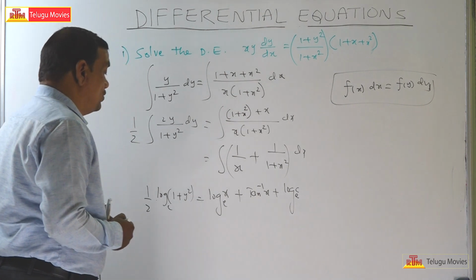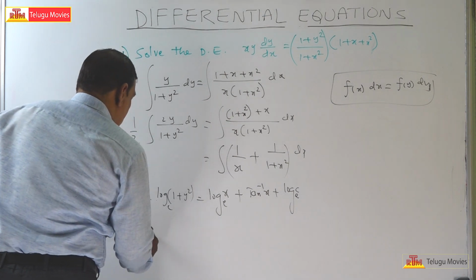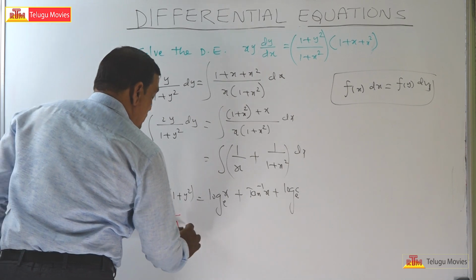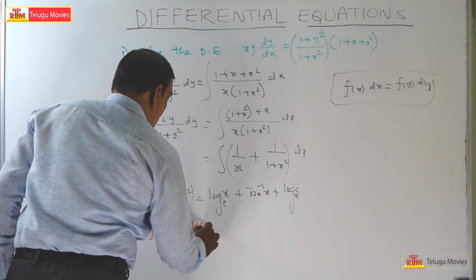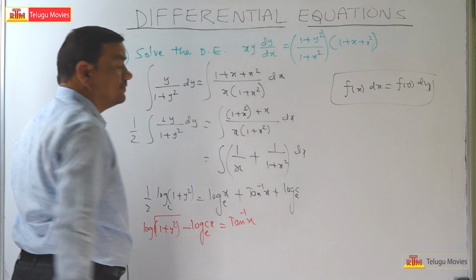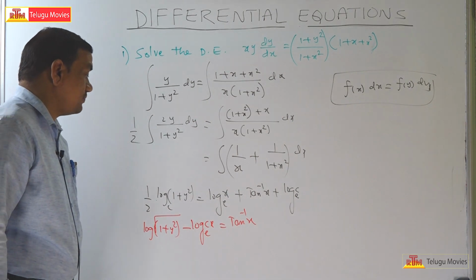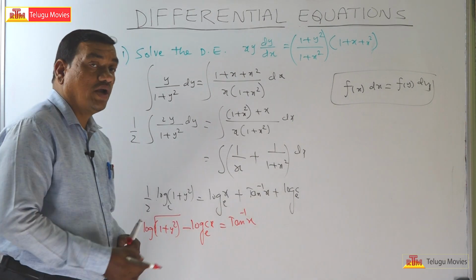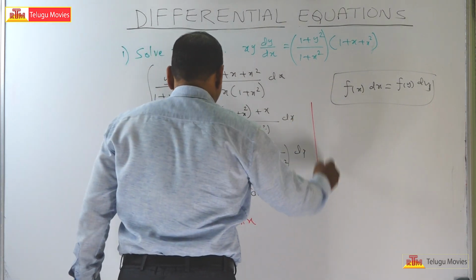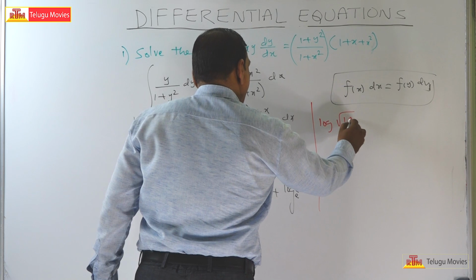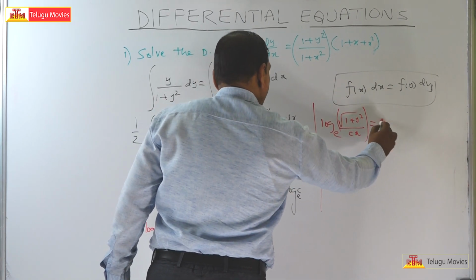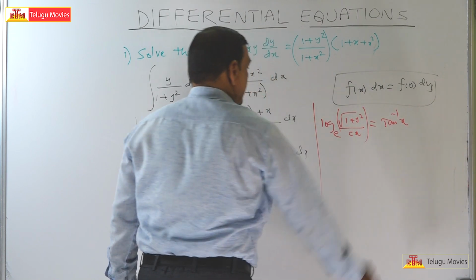So this is equal to log of 1 plus y square under square root, equal to log of cx to the base e plus tan inverse of x. Understand this. By log a plus log b is equal to log ab, take this side. Again, log a minus log b is log a by b. So log of root of 1 plus y square upon cx to the base e is equal to tan inverse of x.